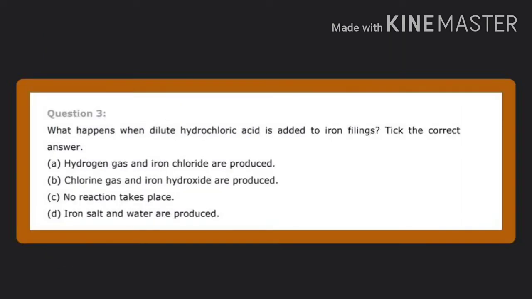Now for the next question: what happens when dilute hydrochloric acid is added to iron filings? Pick the correct answer. So what will be your reaction? Think about it. Iron is Fe, hydrochloric acid is HCl. When you add Fe plus HCl, you get iron chloride plus H2. Hydrogen is removed, so hydrogen gas is produced and iron chloride is produced. Your correct answer here would be option A: FeCl3 is produced and hydrogen gas is evolved.